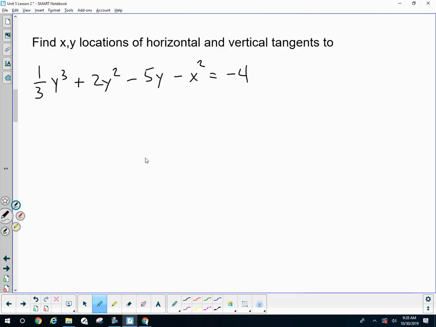All right, let's go ahead and you guys do this. I'll do it as well, and you should be checking your answers with me and my work. Let's do that for this situation. Find the horizontal and vertical tangents.